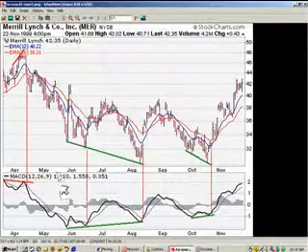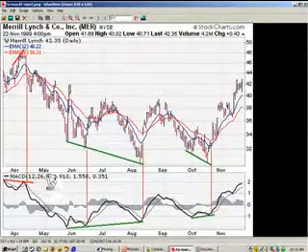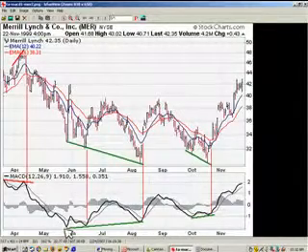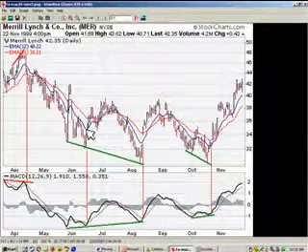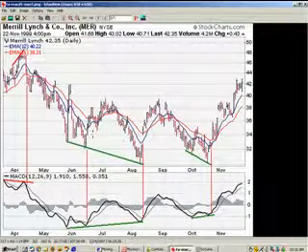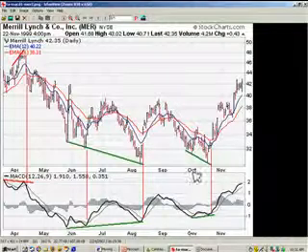It's important to notice as well that MACD was making higher lows, but moving averages were making lower lows in this case. Here, the moving averages were making lower lows, but the MACD was making higher lows.